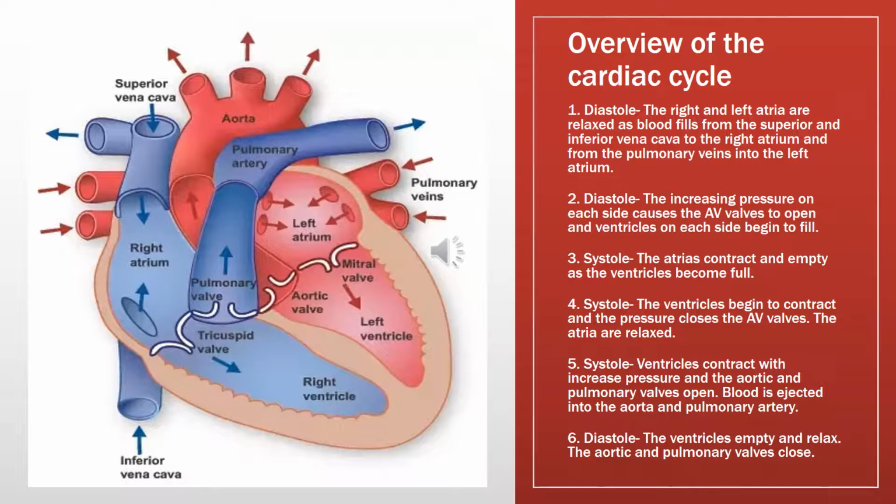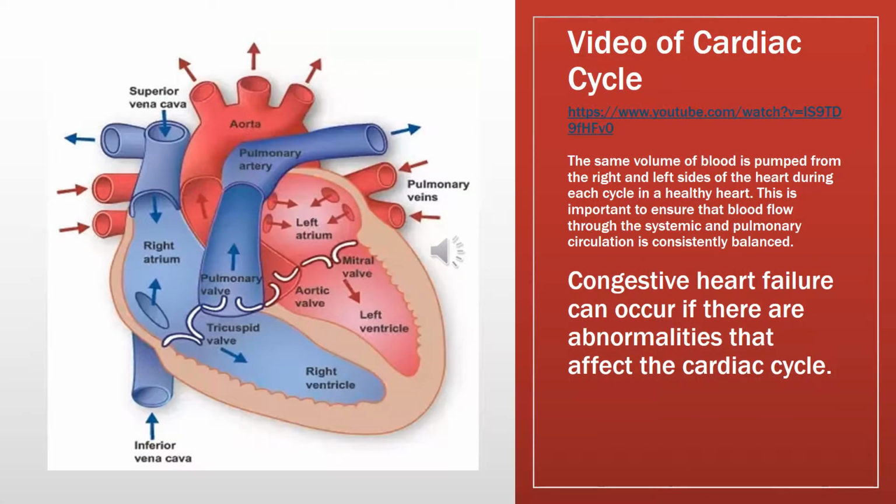So remember, the right ventricle is pumping blood out of the pulmonary artery into the lungs, and the reoxygenated blood is returning through the pulmonary veins into the left atrium. The left ventricle is pumping blood through the aorta out to the systemic circulation and then returning to the right atrium via the superior and inferior vena cava. Having an understanding of this process helps you understand congestive heart failure.